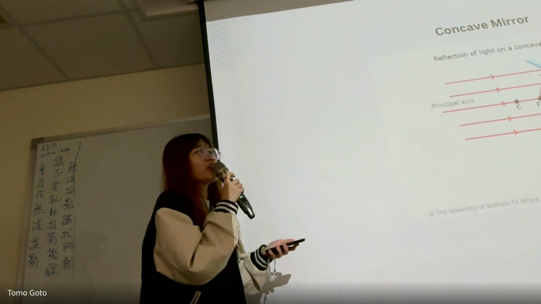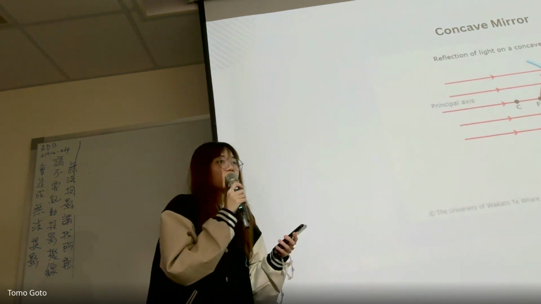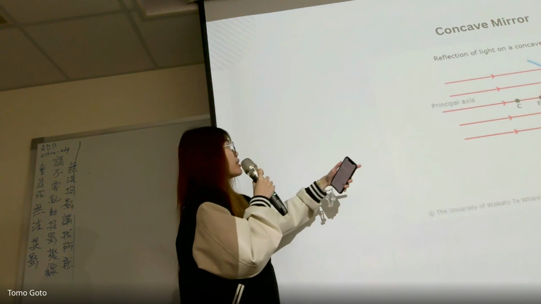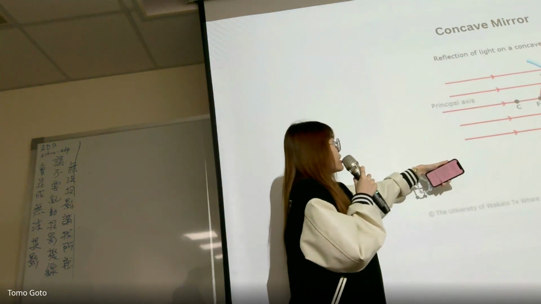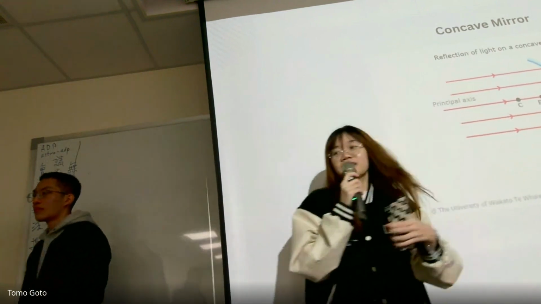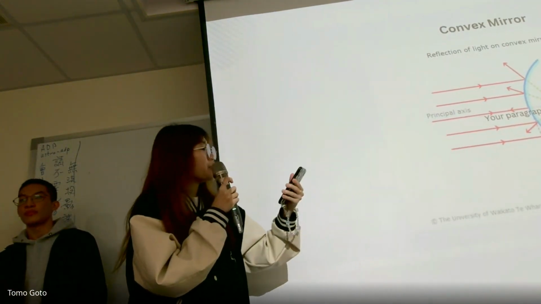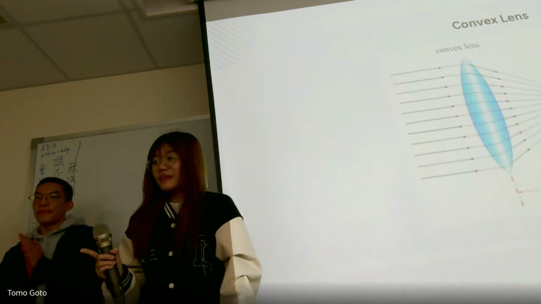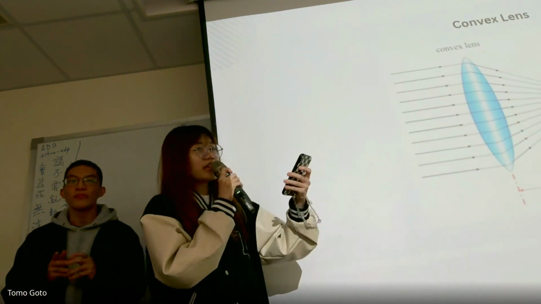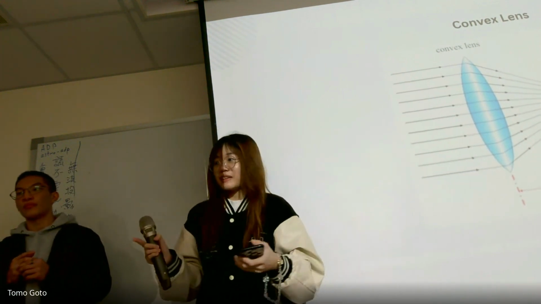So we already know from the previous part that the concave mirror is going to reflect the light, and also the convex mirror, and the two lenses are going to refract the light.